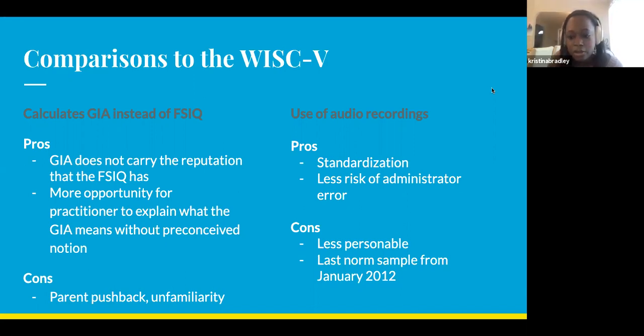And then the cons, in terms of that, it's less personable. If you think about an audio recording, that might seem very foreign to a student who's taking the Woodcock-Johnson. You've spent all this time as the school psychologist or special ed director or teacher taking the time to build rapport with the student before you administer, ideally, any of these assessments. And the fact that they have to listen to a recording could definitely leave room for some level of discomfort in that setting.